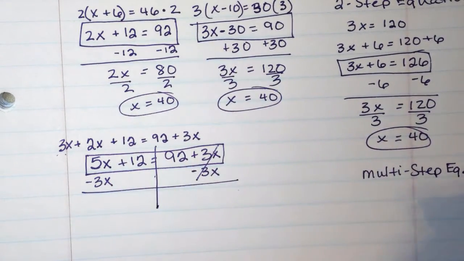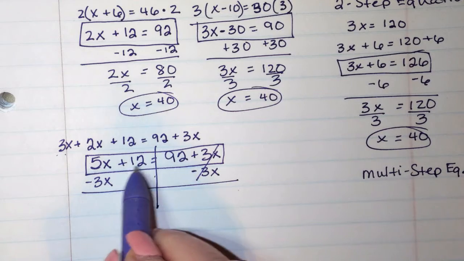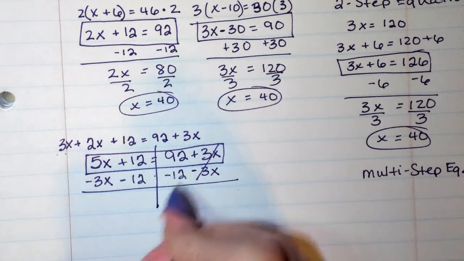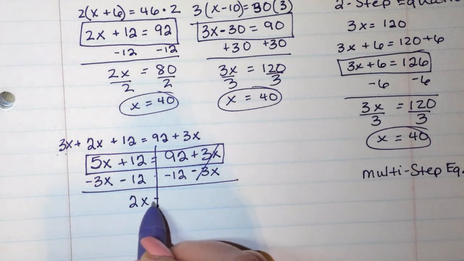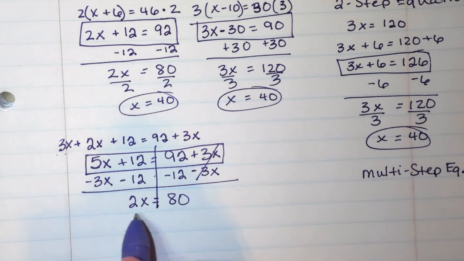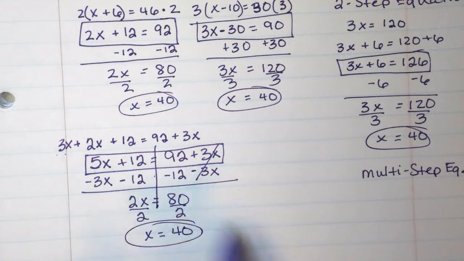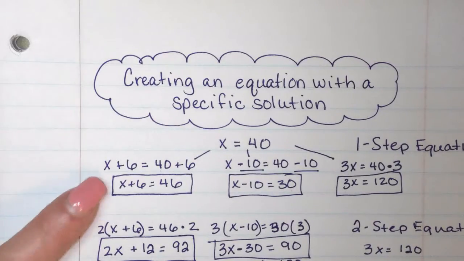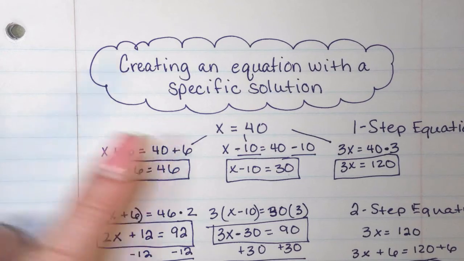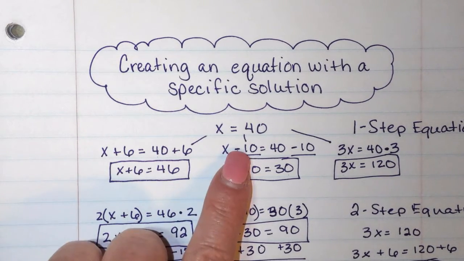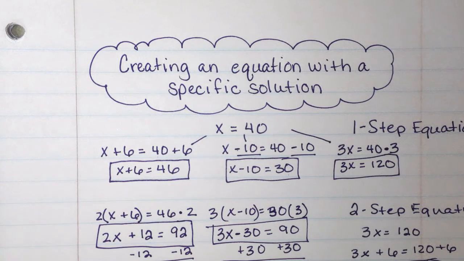Now, since that's gone, I want to get this 12 off of here. So I'm going to subtract 12 from both sides. And I get 2x equals 80. And then when I solve for it, guess what? X equals 40.